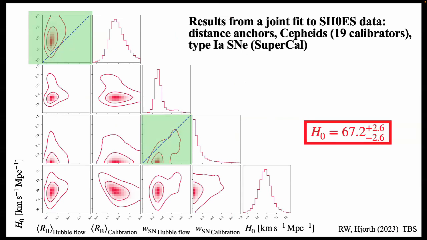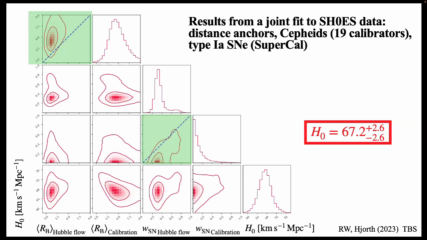Okay, so the parameter space is really vast. So I'm going to show you here just the most essential part of these results. The columns go from left to right. This shows you the mean extinction coefficient in the Hubble flow, calibration. Then we have relative weights of supernovae in the Hubble flow, in the calibration, and the resulting Hubble constant. So let's focus on these two green panels. First of all, we can see that the extinction coefficient in the calibration sample is significantly higher. It's around 5.5, which, if you look at the distribution of all RB values in the Hubble flow, is basically a 1.5 sigma outlier. This is what we get from this analysis.